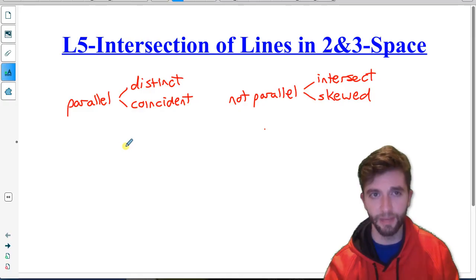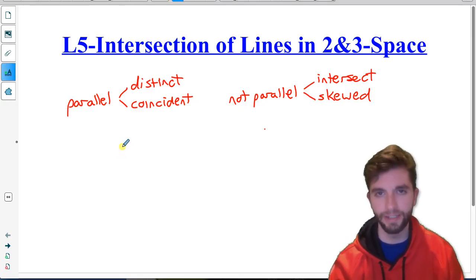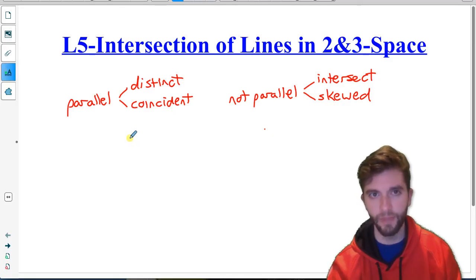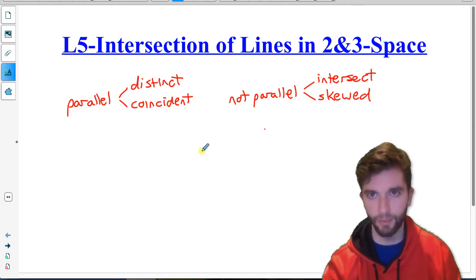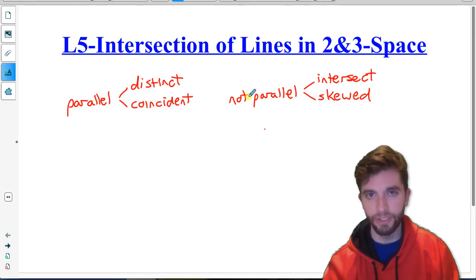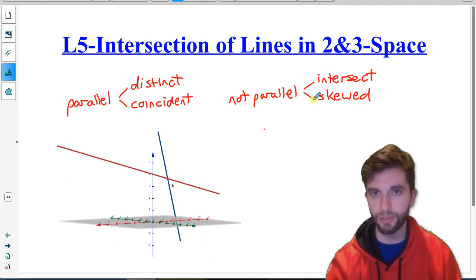And in this lesson, I'm going to review with you all the different possibilities that could happen when we're trying to find the intersection of two lines. We know that lines can be parallel, and if they're parallel, they're either distinct, meaning no point of intersection, or they're coincident, meaning an infinite number of points of intersection. Or the lines could be not parallel to each other, which in 2-space means they intersect, but in 3-space, they could intersect, or they could be skewed.